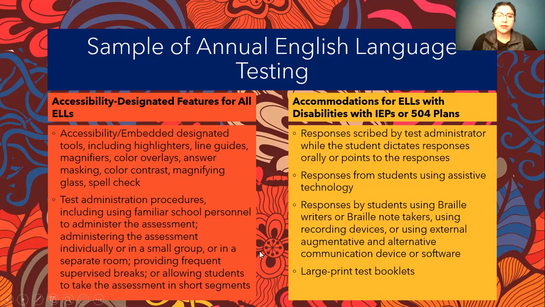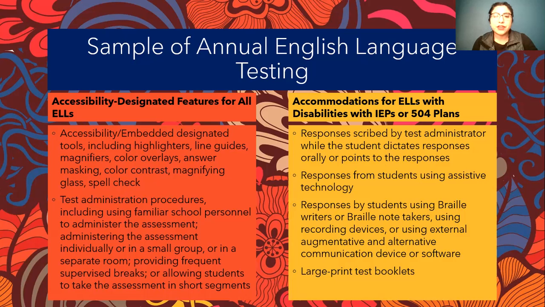So the accessibility, this is a sample. These are designed for all ELLs. Accessibility includes designated tools, including highlighters, line guides, magnifiers, color overlays, answer masking, color contrast, magnifying glass, spell check. And then we have test administration procedures, including using familiar school personnel to administer the assessment, administering the assessment individually or in a small group or in a separate room, providing frequent supervised breaks, or allowing students to take an assessment in short segments.